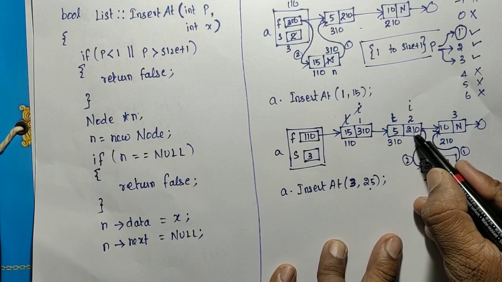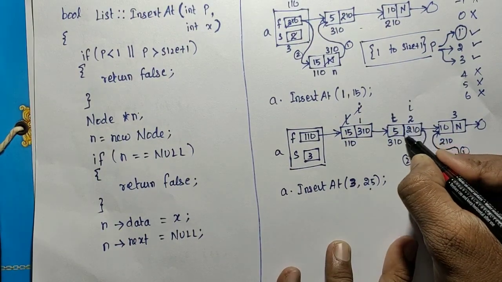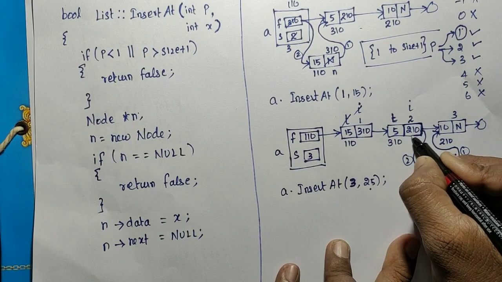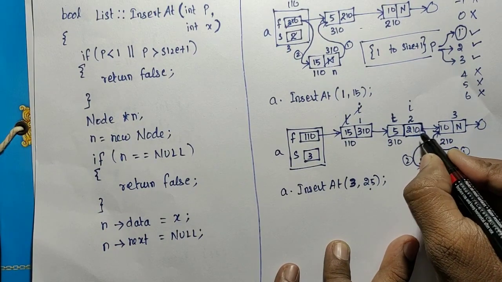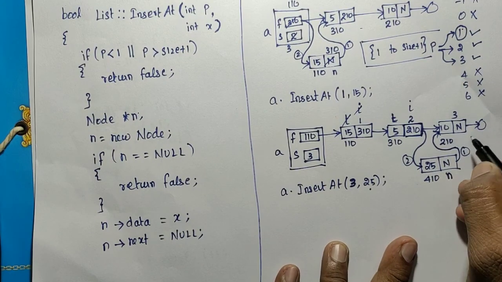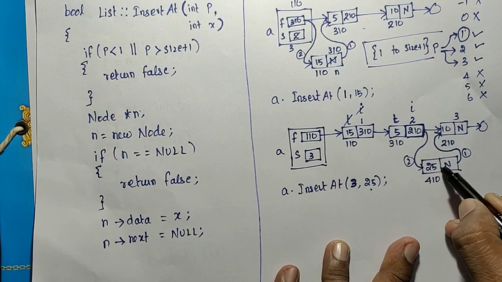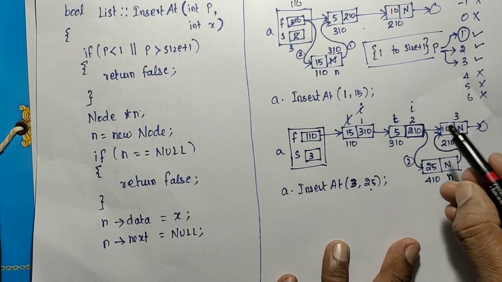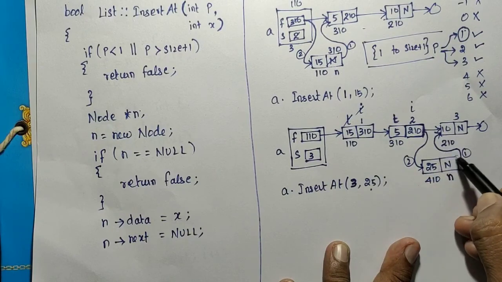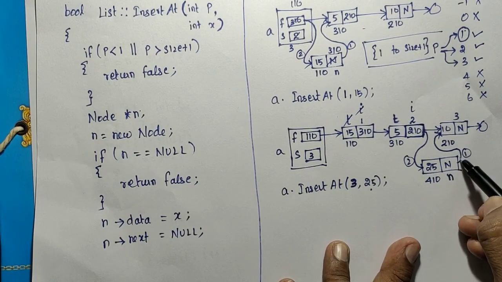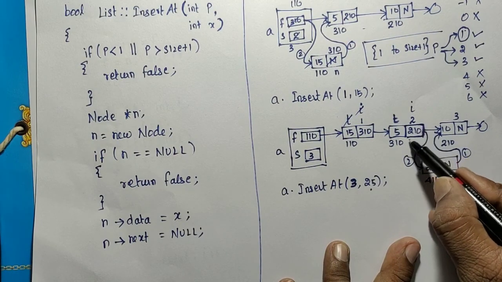If you are creating this link first, it means that if you are copying the 410 to this location, it is replacing the existing 210. That is, we are losing the next node information. So first we have to store the next node information to the new node's next. Whatever the current T next has to be copied to this N of next. So this link first has to be created.